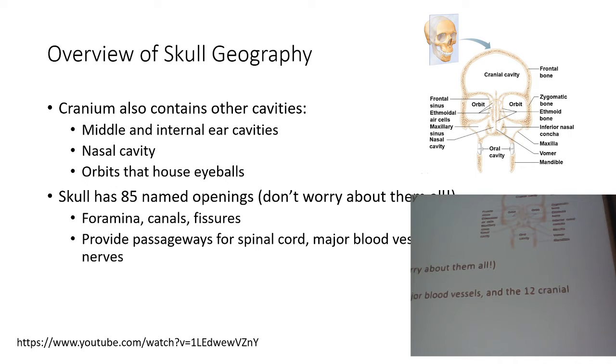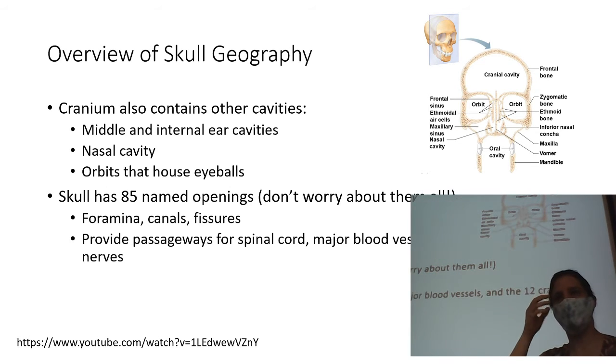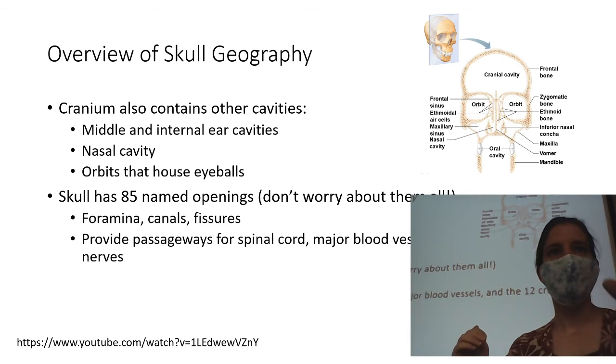It's got the orbit up there for your eyes. You've got your oral cavity, right? You've got a bunch of holes there in the front. Pointed out, you have internal ear cavities, the nasal cavity for your nose, right? Orbits, where the eyeballs live, they're called orbits. The skull has 85 different named openings.